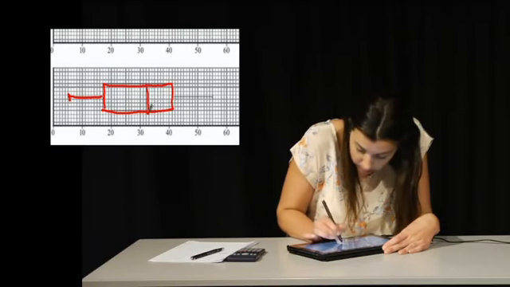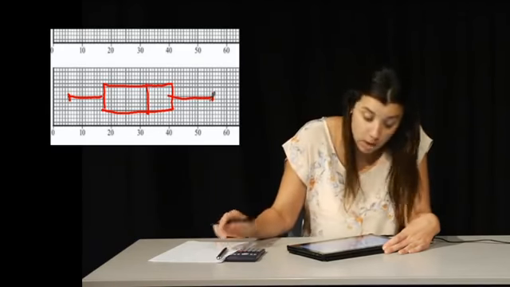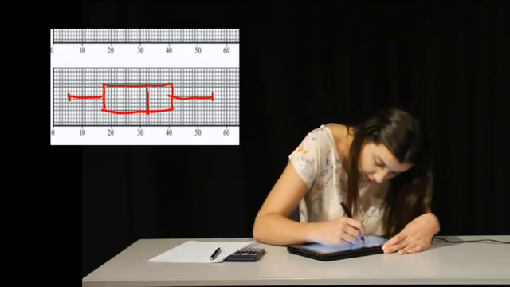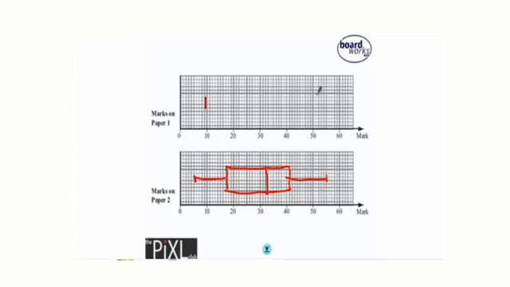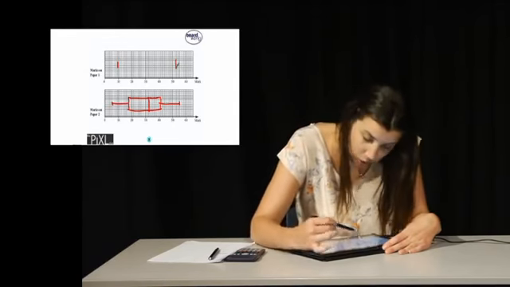My lines here, and this is for paper 2. So paper 1, our lowest mark was 9, so line at 9, remember that's just the little line because it's the minimum value. Line at 52, that's the biggest value. Then we have our lower quartile, which is 19.